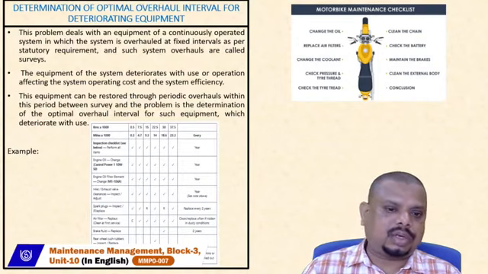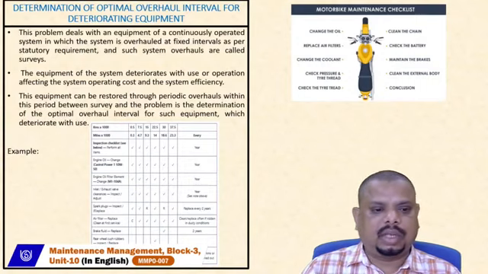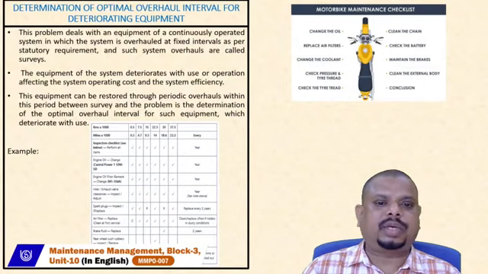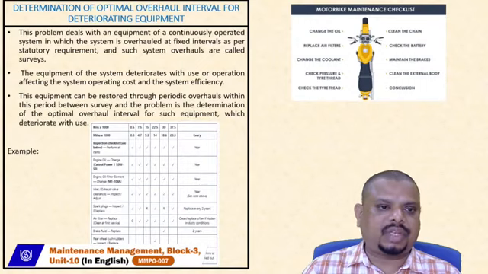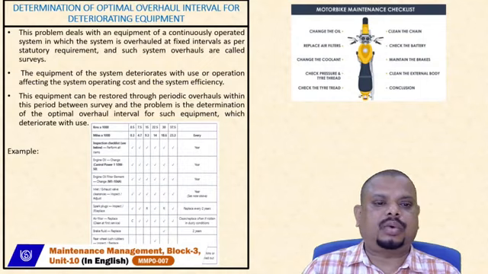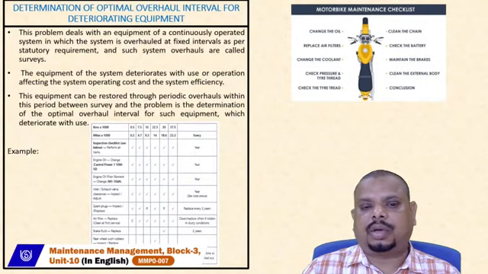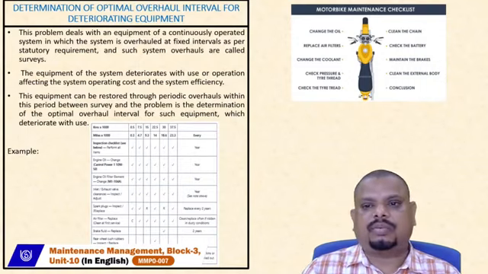So from that conclusion, with respect to number of years, number of kilometers, number of miles, a certain amount of overhauling activity should be done so that you can easily minimize the maintenance cost with reference to the overhaul interval of the deteriorating equipment. The next important part is that the equipment of the system deteriorates with use, which directly affects the operating cost of the bikes as well as their operating efficiency. That is why I have given the example of a motorbike.